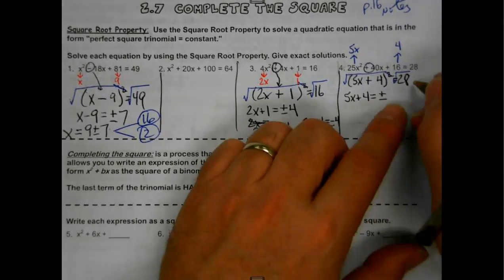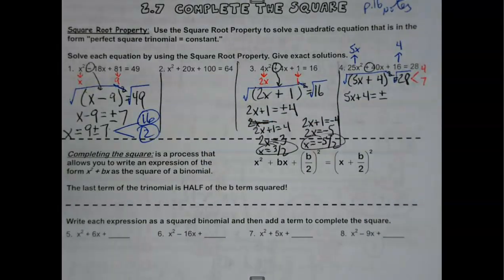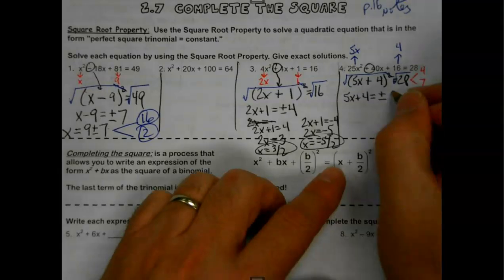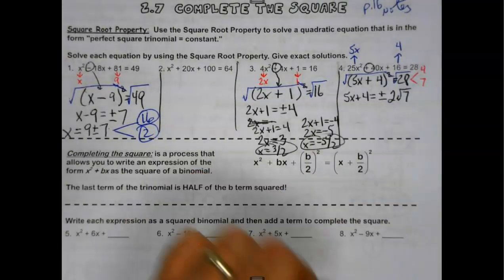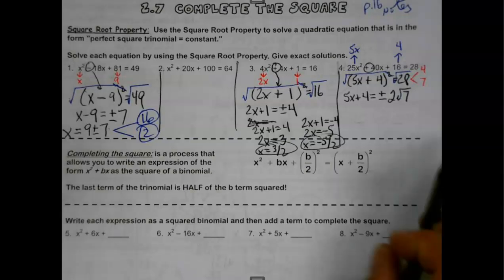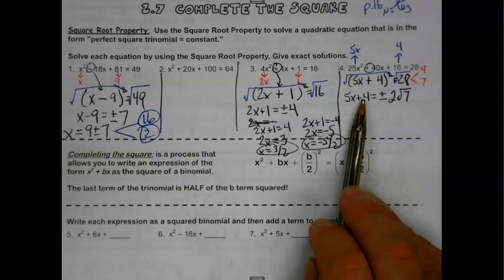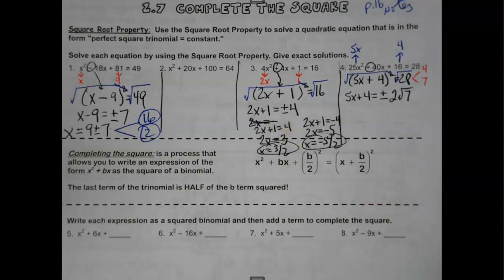But it will break down. So 2 square root of 7. So now, I got to figure out, am I going to deal with it like number 1, or am I going to deal with it like problem number 3? They both can be worked with that way. It's kind of going to be your call.